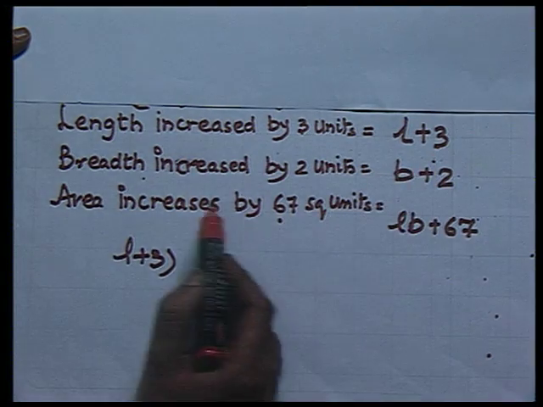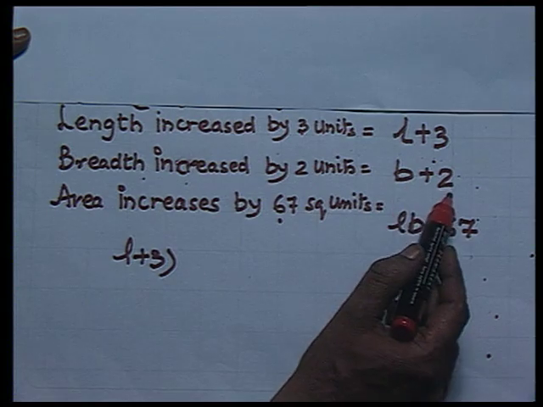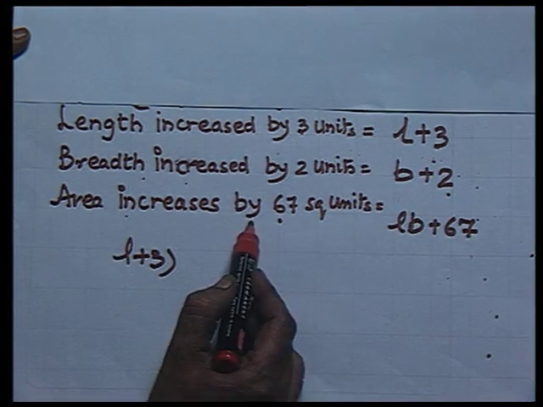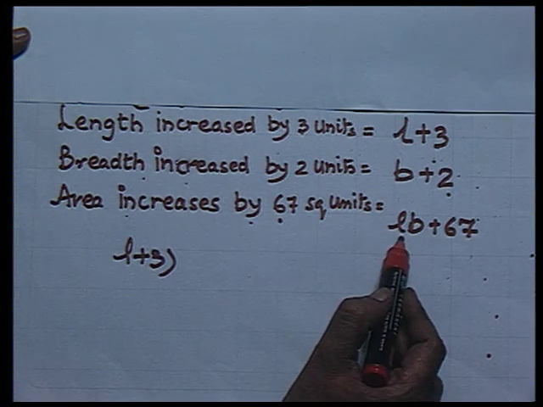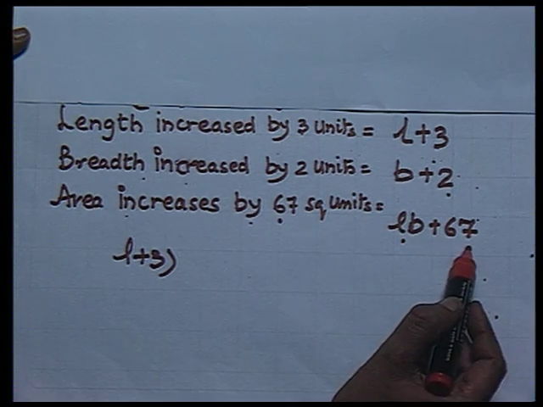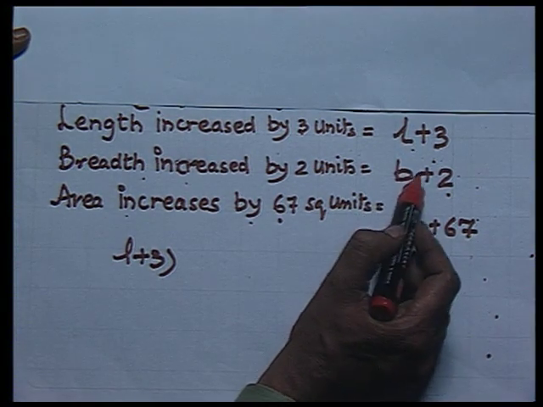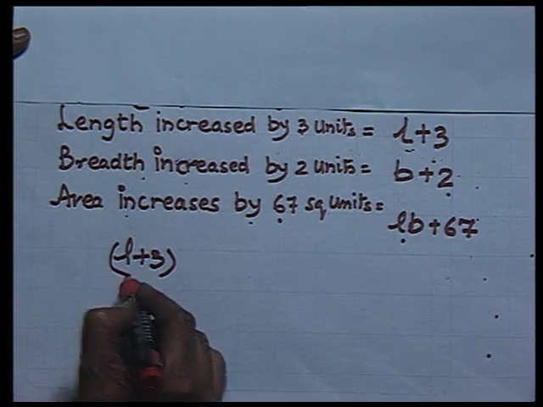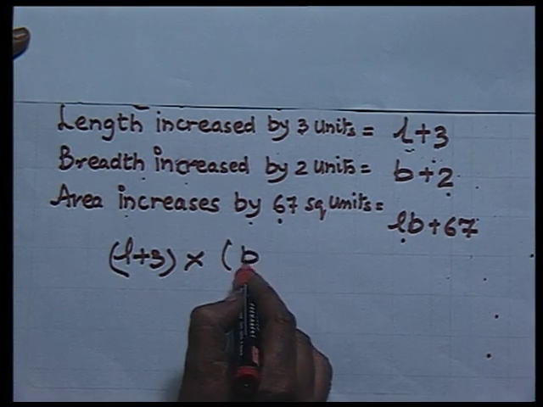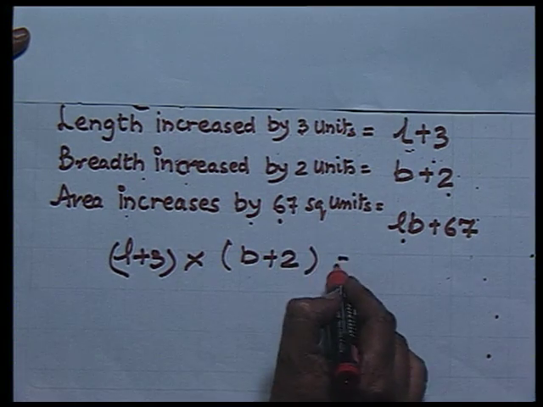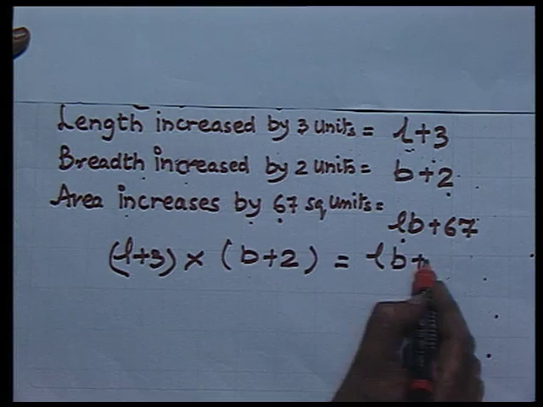Now, we had the other condition also. What was that? The other condition was the length is increased by 3 units. On increasing the length by 3 units, we get L plus 3, and increasing the breadth by 2 units, we get B plus 2. The area increases by 67 square units. So, the original area is L times B plus 67, and the area of a rectangle is given by length times breadth. New length is L plus 3 times B plus 2 equals LB plus 67.